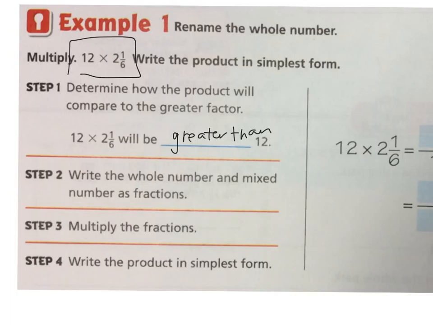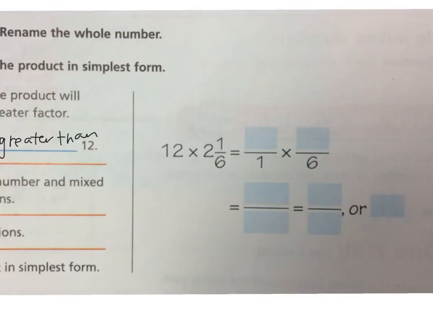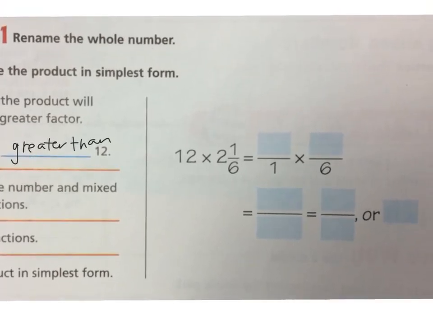Okay? Now, our second step is to write the whole number and the mixed number as fractions. Go ahead and do that in your notebook. Rewrite this problem, 12 times 2 1/6, so that both the whole number and the mixed number are fractions. Go. Change 12 into a fraction. Daniel? How do I change 12 into a fraction?